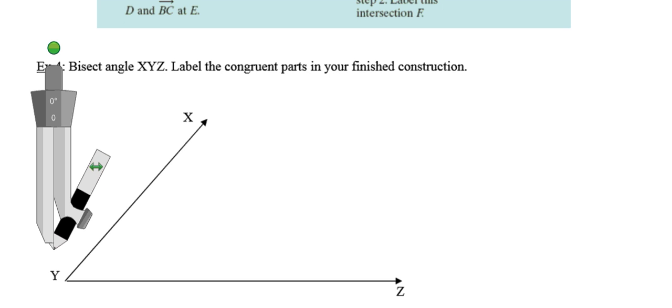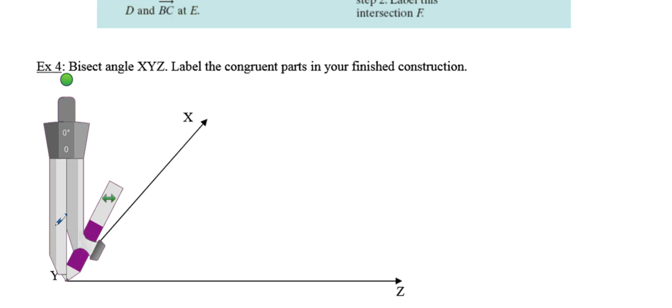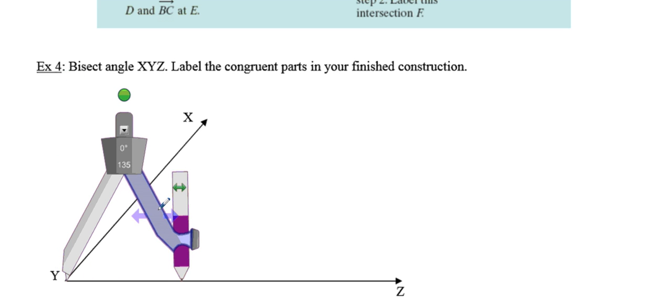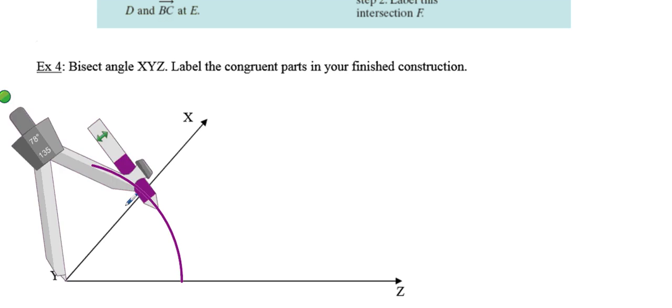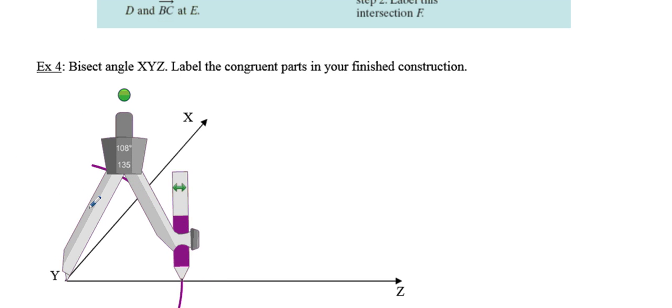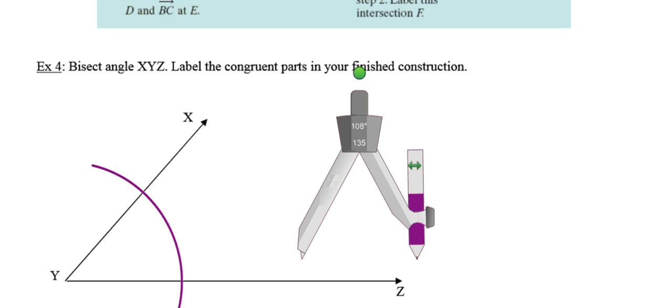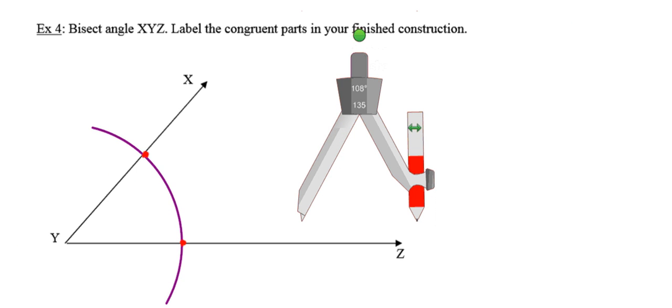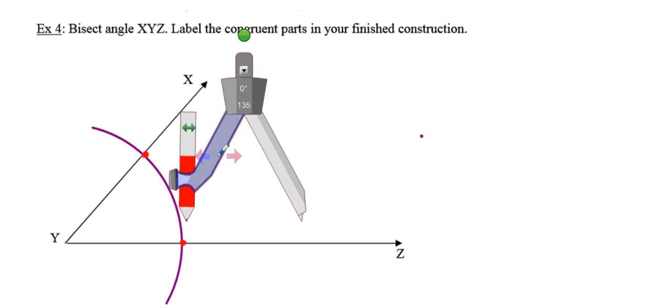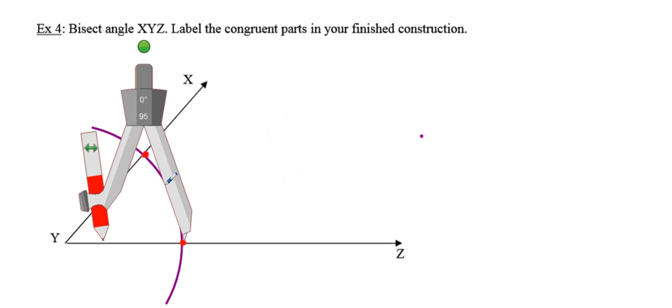All right, so number 4 says bisect angle XYZ and label the congruent parts. If we follow the instructions that were given to us up at the top of the page, I'm going to put the point of my compass at point Y, the vertex of my angle. I'm going to extend my compass to any convenient compass setting, and draw a nice arc that intersects both sides of my angle. I'm going to pay very close attention to the 2 points where the arc intersects the sides of my angle, because those are going to become the centers of my new circles. At this point, I can change the compass setting if I so desire. I don't have to, but it's not inappropriate to change it. I am going to switch mine up a little bit.